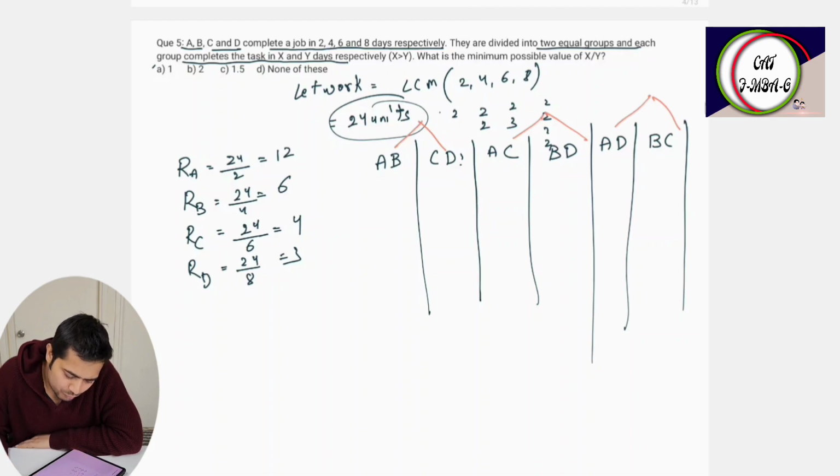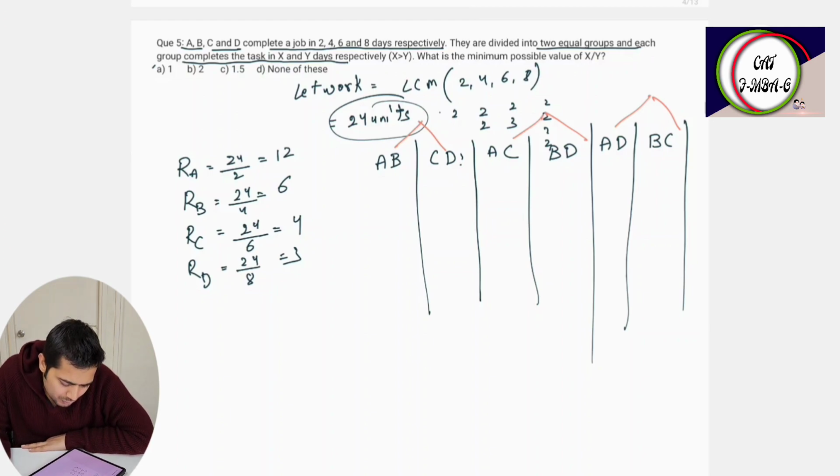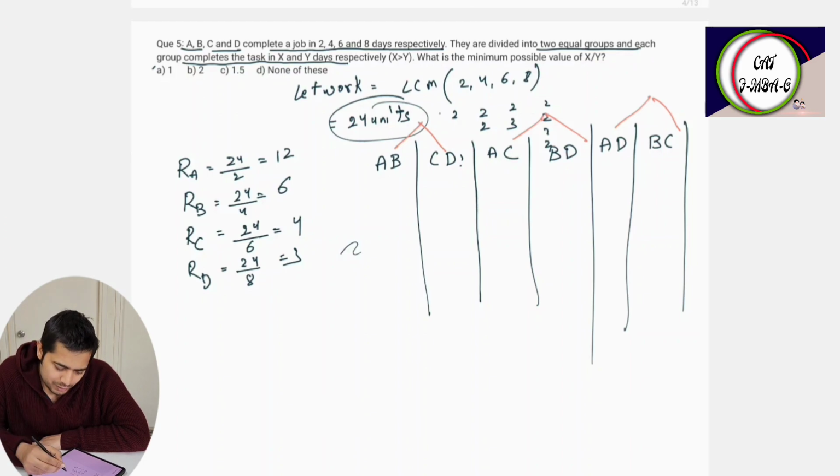Now one thing is, what is asked is that they complete the task in X and Y days. Also X is greater than Y. We are required to find the minimum value of X divided by Y. This is time.